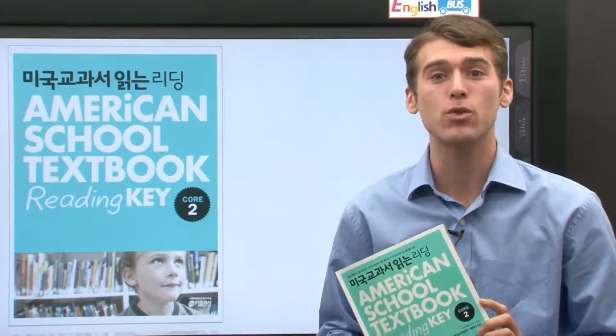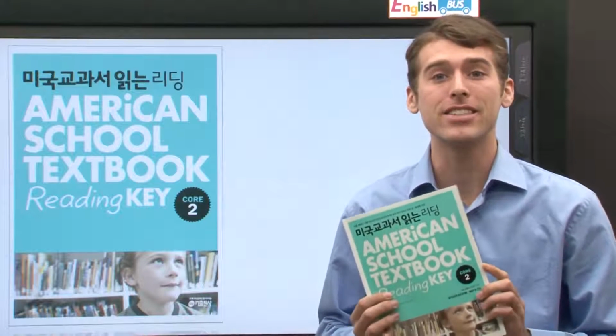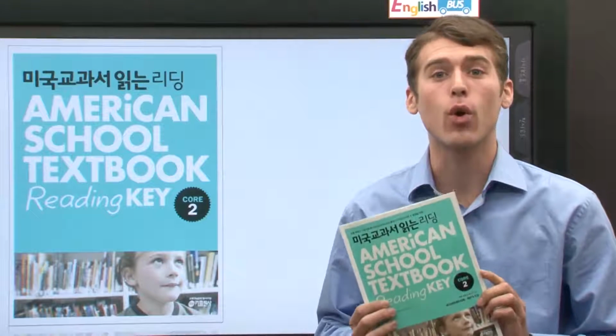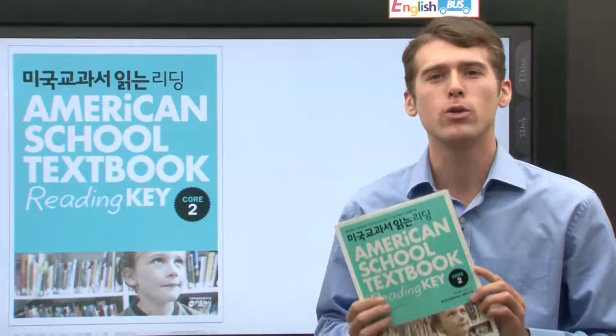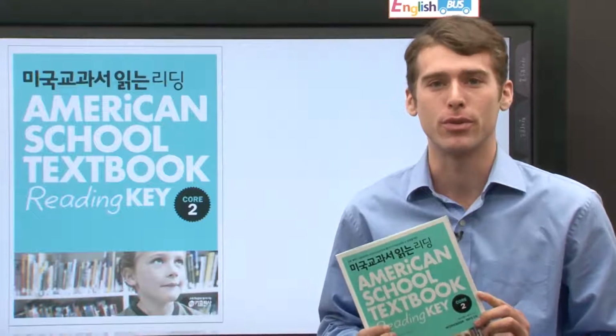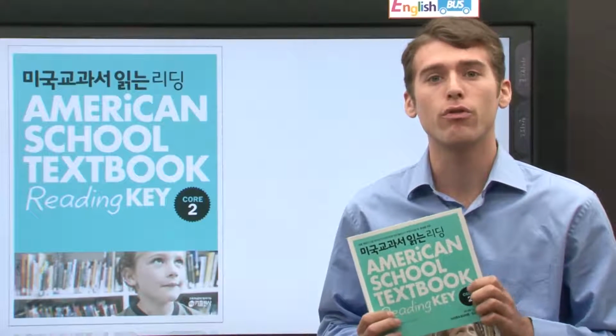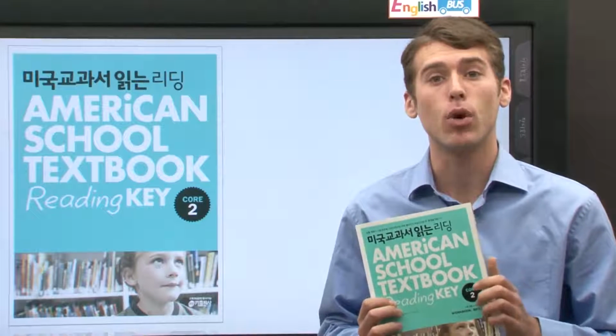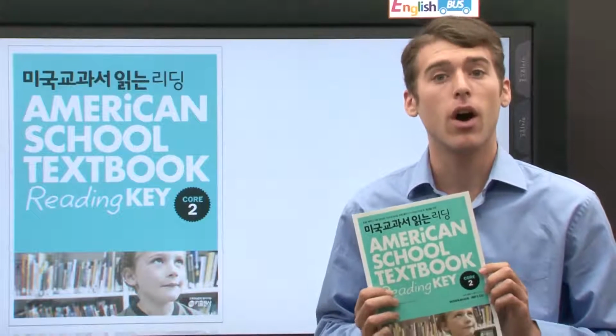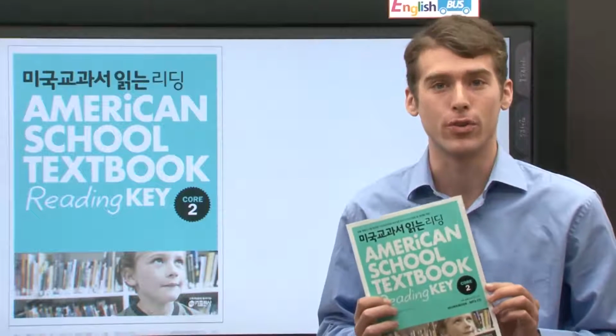In this series, we'll be using the AST Reading Key Core 2. This is our first lesson using this book, so let me briefly describe it to you. In this book, you will find 3 separate chapters. Each chapter is broken into a number of units. Altogether, there are 21 units.